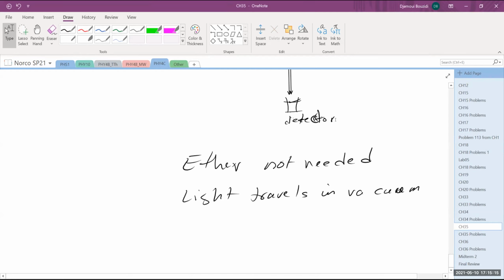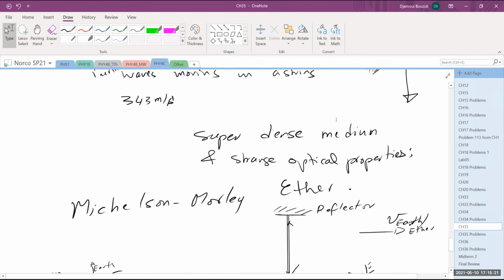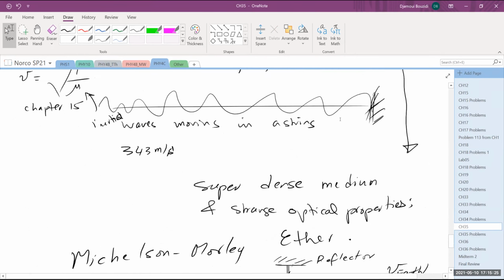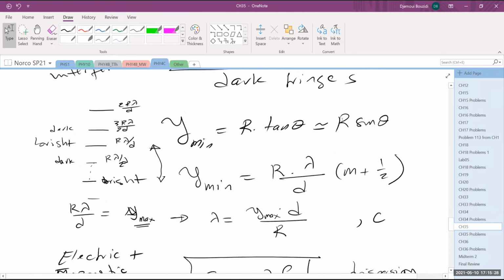Light does not require a medium to travel. So light still travels in vacuum. So all of the other waves are one thing, but when it comes to this type of wave, it does not require a medium. So what do we take from this?